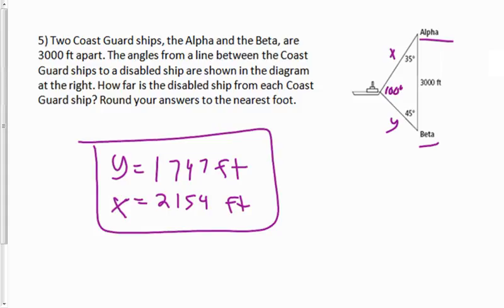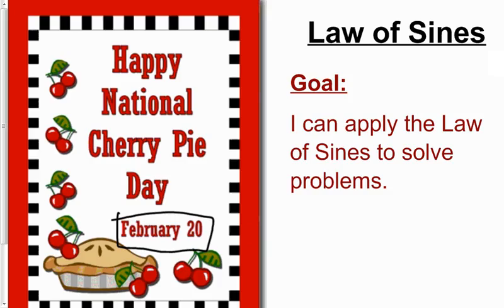All right, so the law of sines is a great thing. Going back to the goal, applying the law of sines to solve problems in triangles is great because you can find missing parts, angles, or sides of any type of triangle as long as you have at least a known angle measure and its opposite side length. Okay? So that's the law of sines. Next time we're going to do the law of cosines, which is another similar one, a little bit more confusing, and it works for specific cases as well.